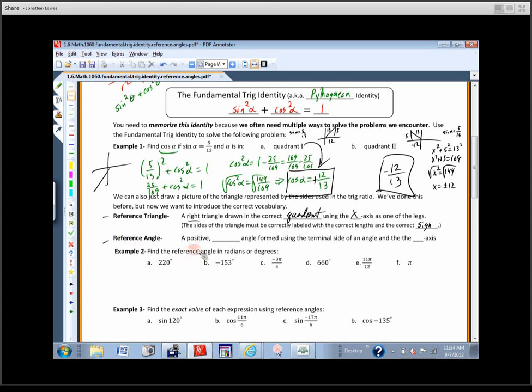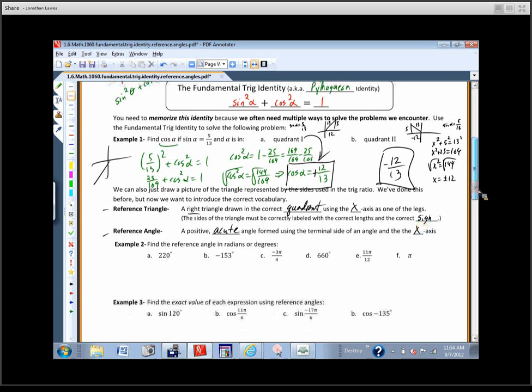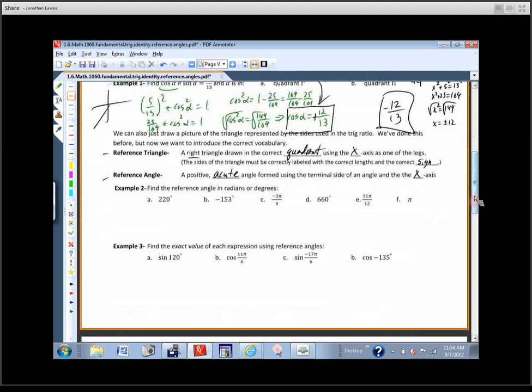Okay. So then the other vocabulary word for today is a reference angle. Reference angle is always going to be positive, and it's always going to be acute. It's a positive acute angle formed using the terminal side of an angle and what axis? X-axis. Again, always with the x-axis. Did I mention we always use the x-axis? I think I did. Please don't forget that. Don't try and draw right triangles for trigonometry with the y-axis. Okay, are there any questions?